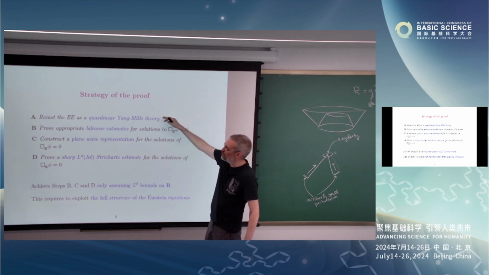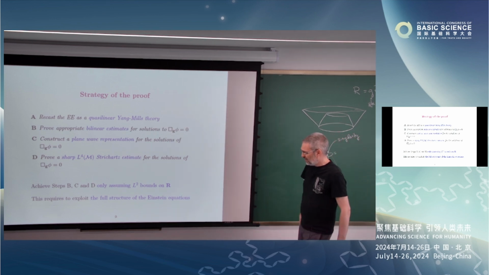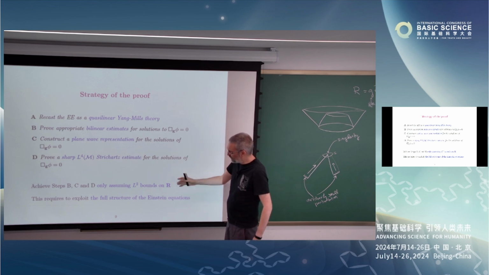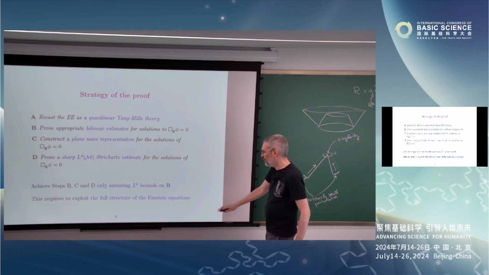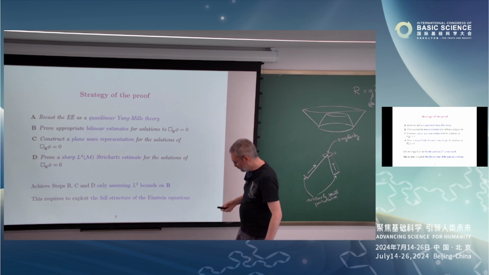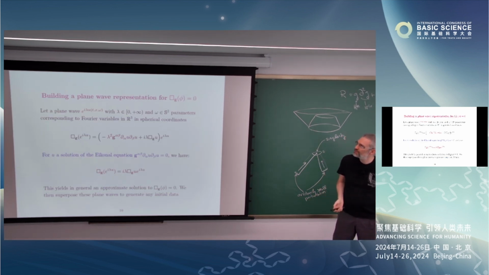So the first step is purely algebraic, how to recast it as a quasi-linear Yang-Mills theory. But the 3 other steps are in fact estimates. So this is where you have to work hard to prove all these estimates by only assuming curvature bounds in L2. And this again requires to use the full null structure of the Einstein equations.